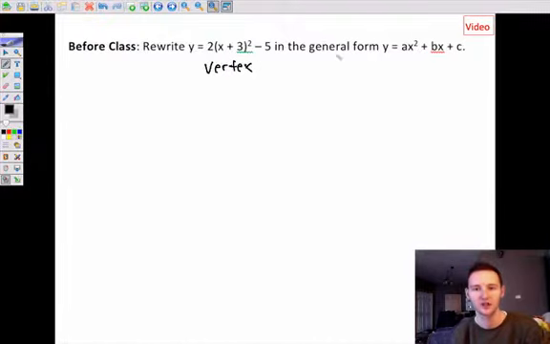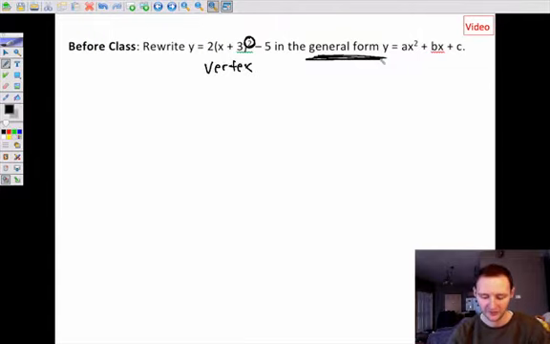The before class, this gives you vertex form right here. And I just want you to try to rewrite it in general form. So you're going to want to take care of this squared part first and square the x plus 3, multiply everything by 2, subtract 5 at the end, and you'll have it in general form. Alright, so give that a try, see what you can do with it, and we will go over it in class.